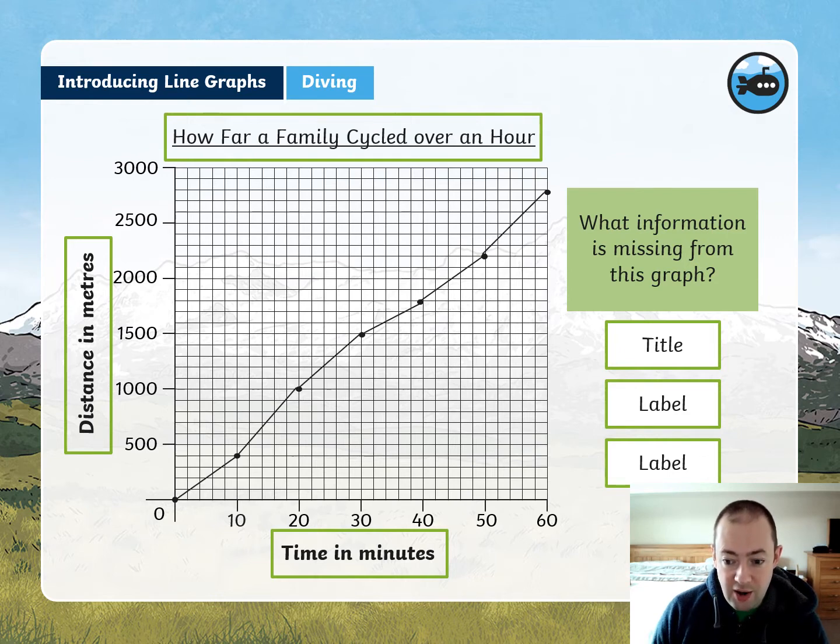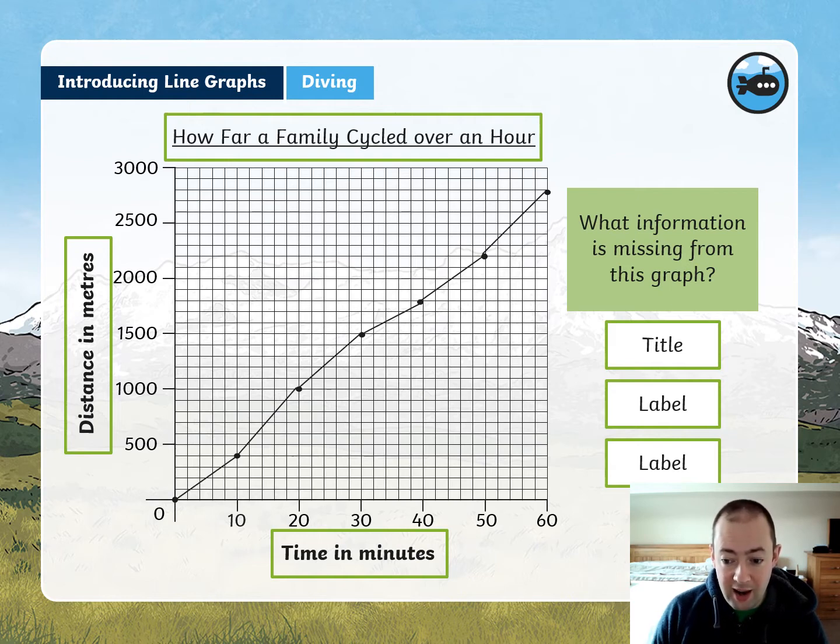The benefit of this over a bar chart or something like that is that I could go to 25 minutes. I could go halfway between 20 and 30, and then I could read up to the line and then across to find out roughly how far they'd cycled in 25 minutes if I wanted to.